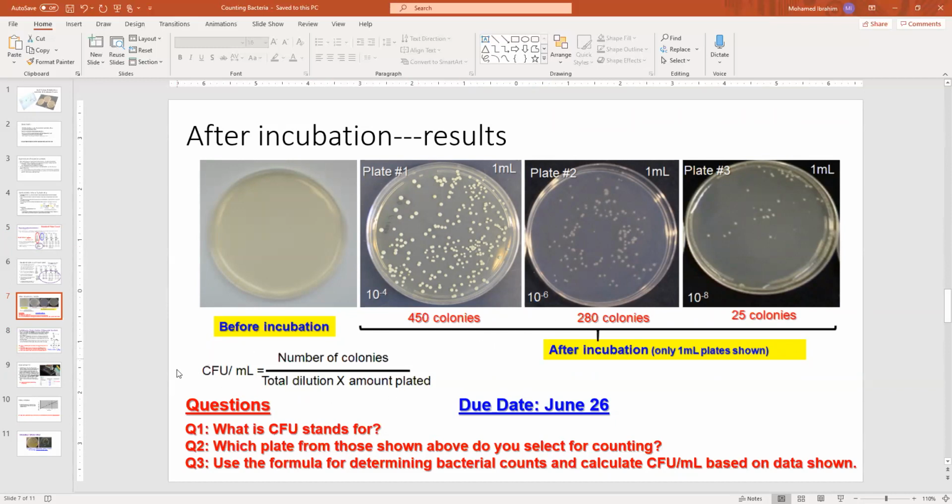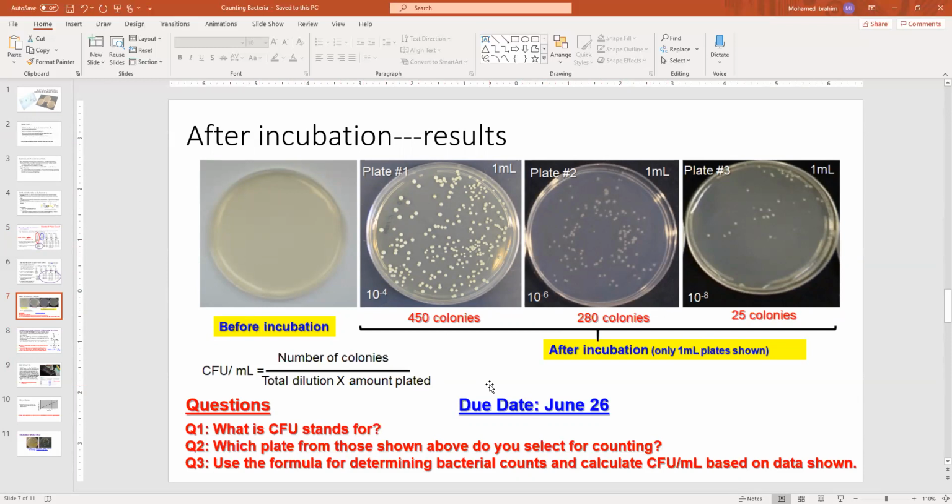So you use the equation, which is very simple: colony forming units per ml equals the number of colonies you are counting divided by the total dilution of the tube the plate came from times the amount plated. If I select this plate here, the number of colonies will be 280, divided by the total dilution for this plate, 10 to the minus 6, times the amount plated. I plated 1 ml, and you do simple math and get the colony forming units per ml.